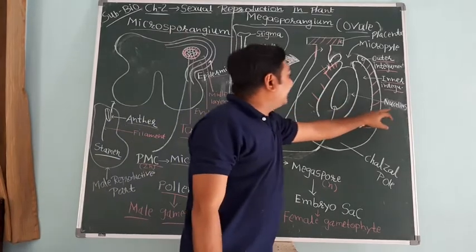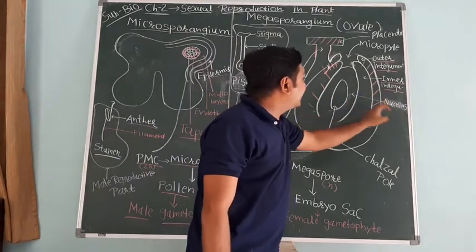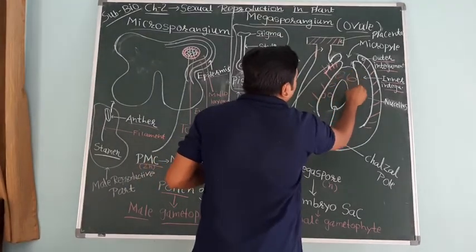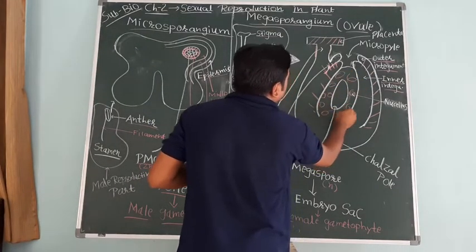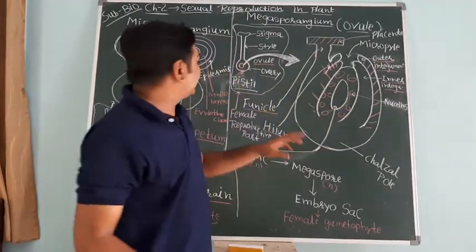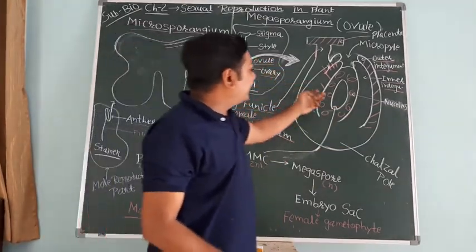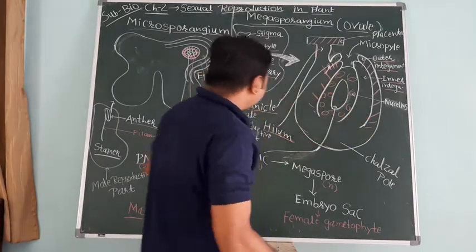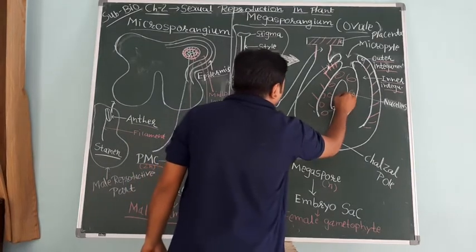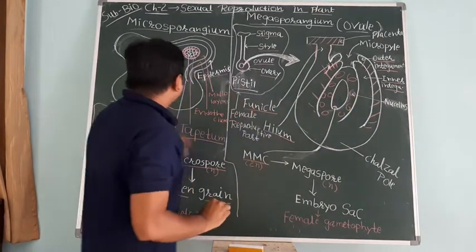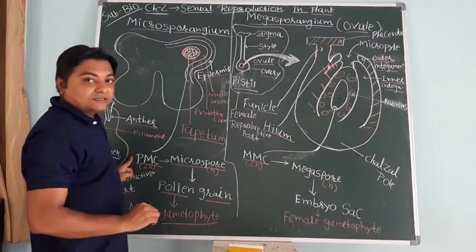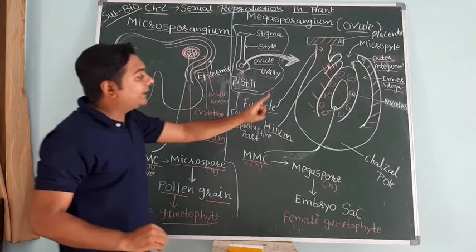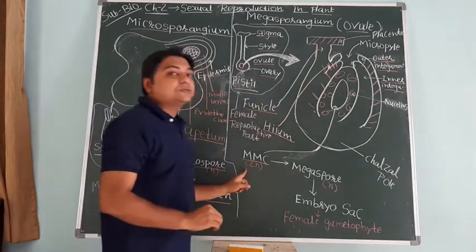Then inside the inner integument there is the nucellus. This layer is called the nucellus, and it has a function similar to the tapetum. It provides nutrition to the developing megaspore. Inside the nucellus is the megaspore mother cell. Just like inside the tapetum there is a pollen mother cell, but in the microsporangium there are many pollen mother cells, while in the megasporangium there is only one megaspore mother cell.